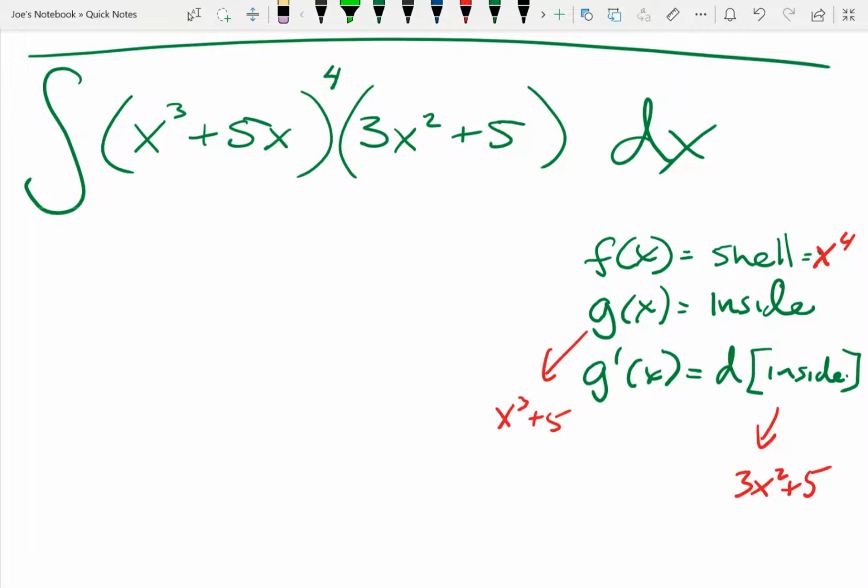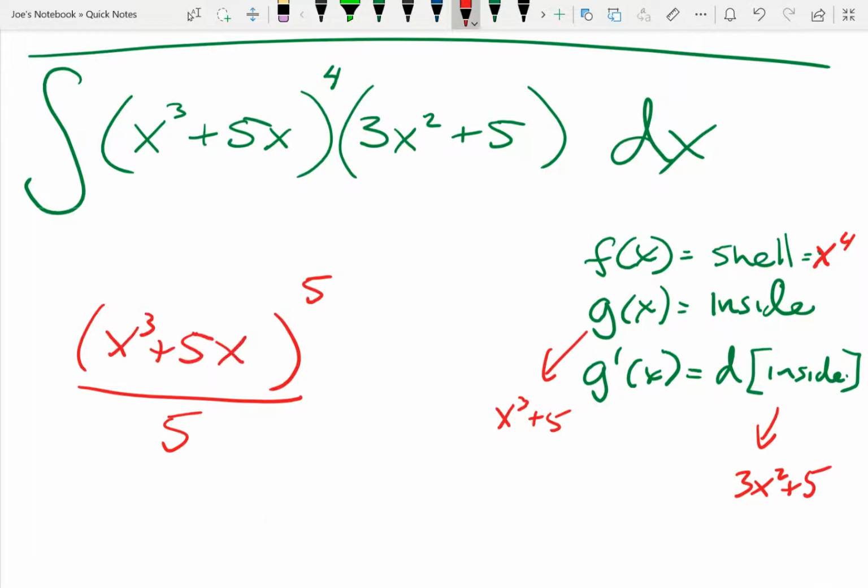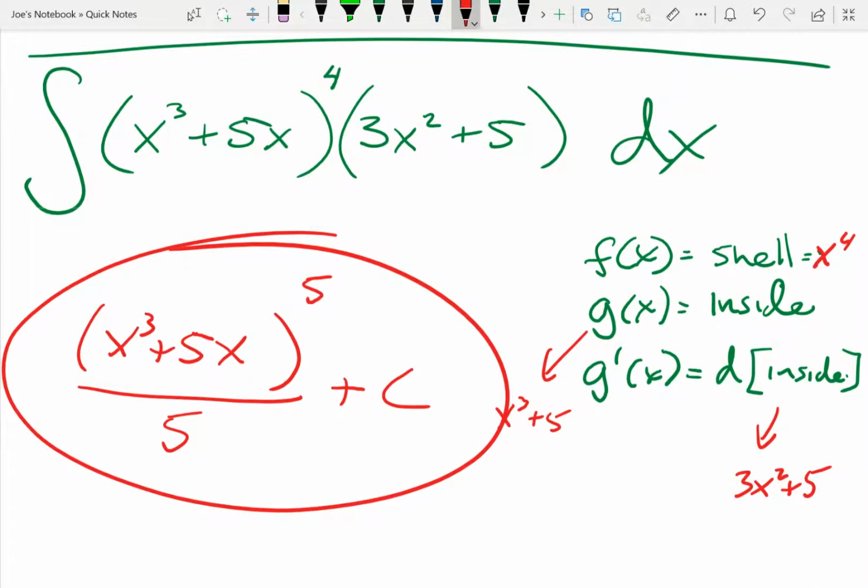If it was trig, whose derivative is it? If it's a power, add 1 to the power and divide by the new power. So I'm going to take my shell to the 4th, add 1 to the power, divide by the new power, plug the inside in, x cubed plus 5x, add the c, I'm done. Where did the 3x squared plus 5 go?